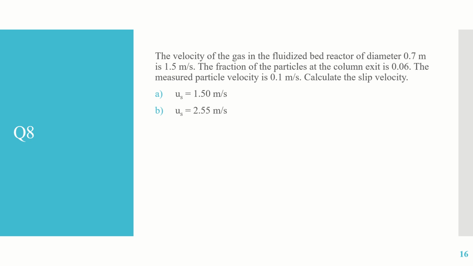The options given are: Option A, Us is equal to 1.5 meter per second. Option B, 2.5 meters per second. Option C, 0.50 meter per second. Option D, 3.15 meter per second. So think of the question and find out the formula. We'll solve it in a minute.